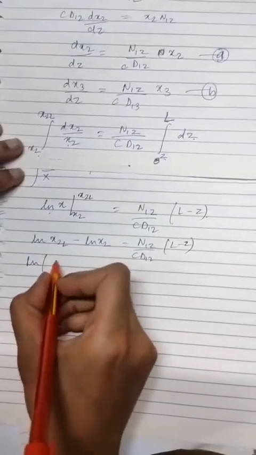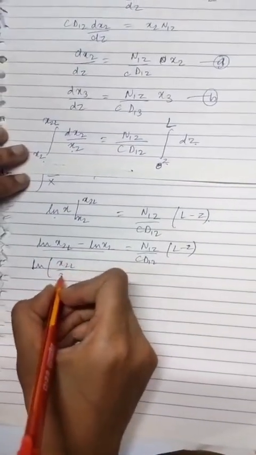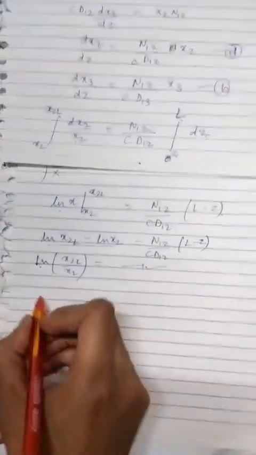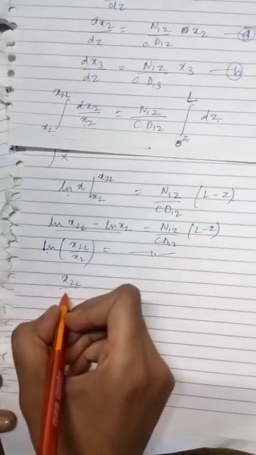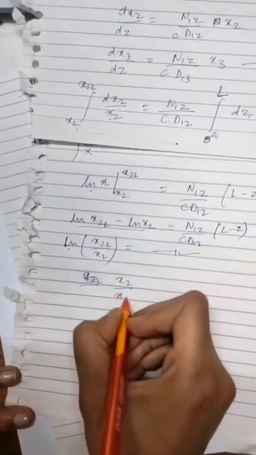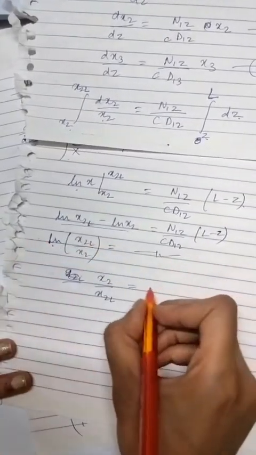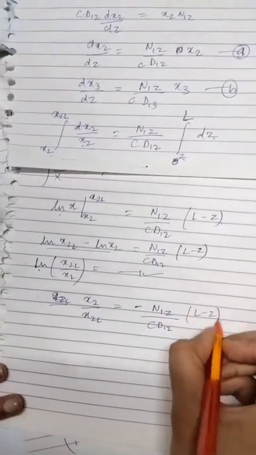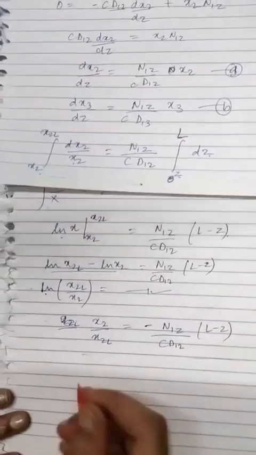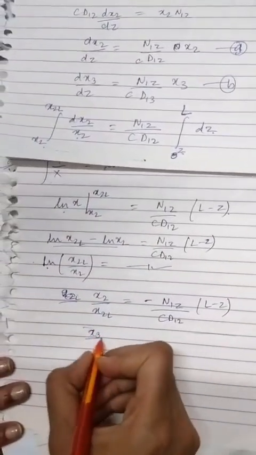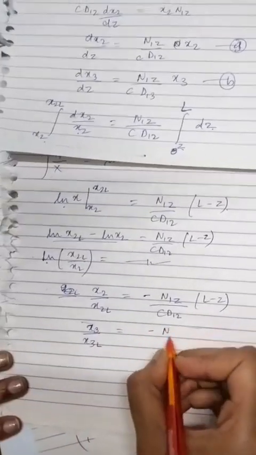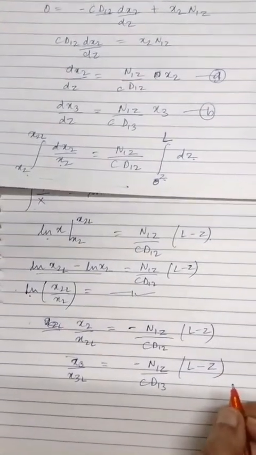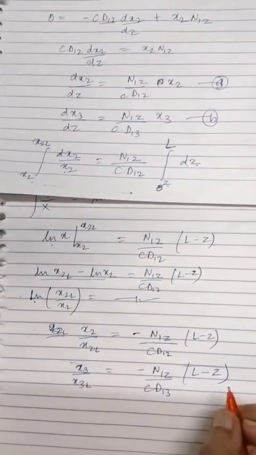Now we can write this as x2L upon x2. This remains the same. Removing log, we can write x2 upon x2L, taking the minus sign here, as exponent of minus N1Z upon C D12 times (L minus Z). So this is how the equation reduces. Similarly, you can write for oxygen x3 upon x3L is equal to exponent of minus N1Z upon C D13 times (L minus Z). So this is what the equation reduces to.